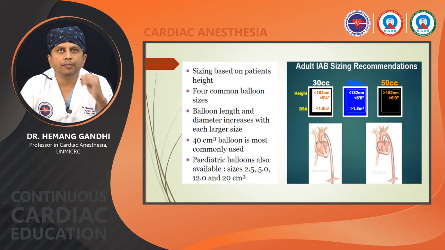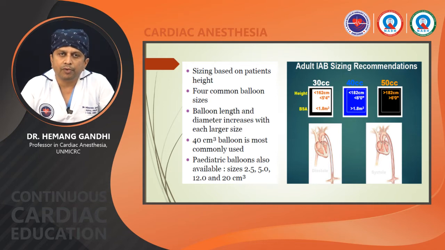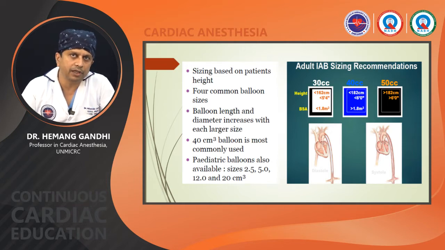When we use the IABP, the sizing of this IABP is very important. It is based on the patient's height. There are four sizes commonly available: 30 cc, 35 cc, 40 cc and 50 cc. So the balloon length and diameter increase with each larger size. Pediatric balloons are also available in the sizes of 2.5, 5, 12 and 20 cc. It is the same as the adult, but the size of the balloon is smaller.